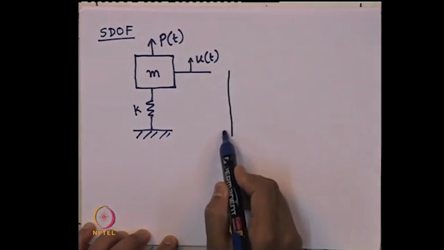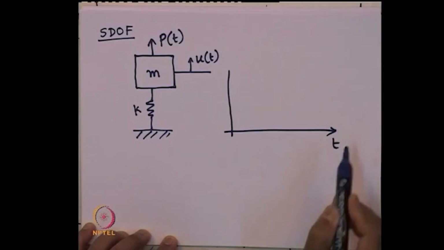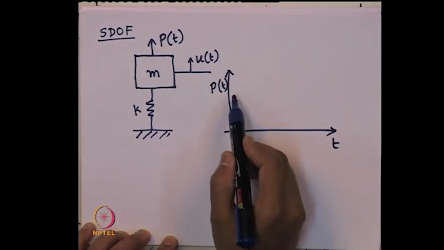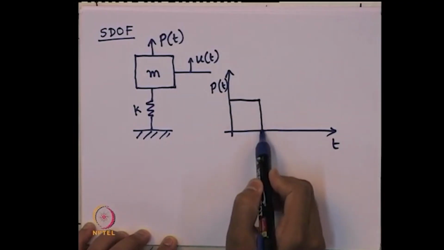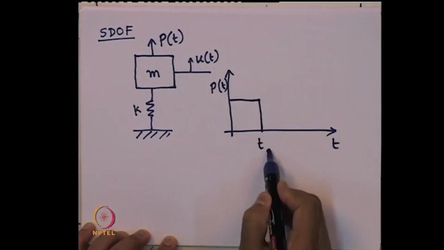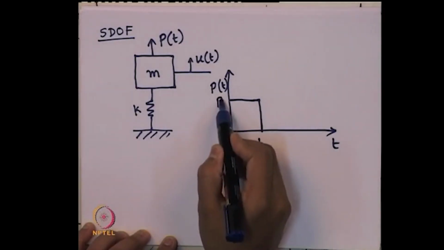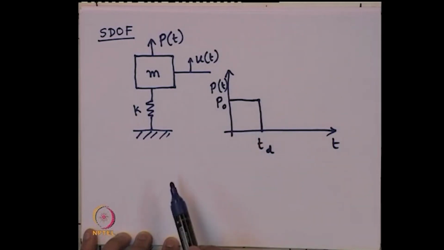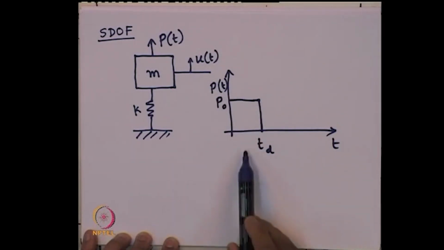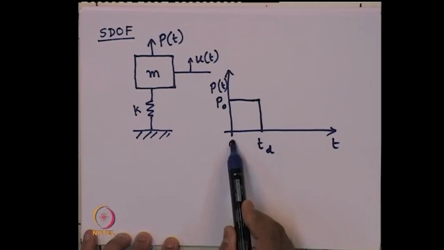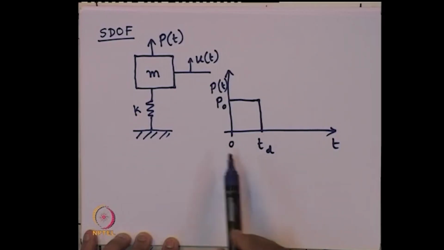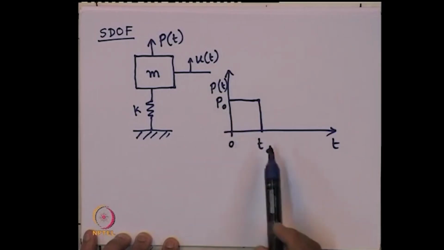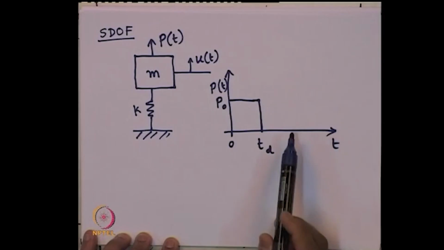Suppose we have the variation of this p(t) with respect to time. How does this p(t) vary with respect to time? Let us say it varies like this. Let us take a very simple example first, then we can idealize it to a generalized case. Say this is the dynamic load which is acting on the system, that is, from time 0 to time t_d, a constant force P_0 is acting on the system. After t_d, there is no force acting on the system.